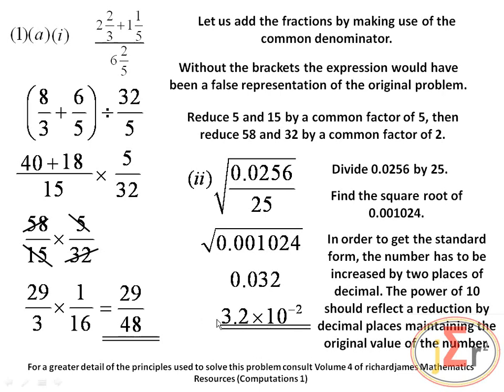So, in order to write this with one single non-zero digit in front of the decimal point, we will be adjusting this by 2 places of decimal. We need, therefore, to recover the original value of the number by dividing by 10 to the power of 2, or by multiplying by 10 to the power of negative 2.